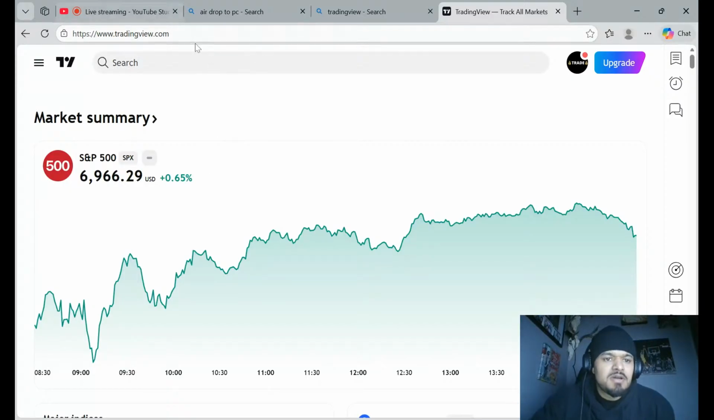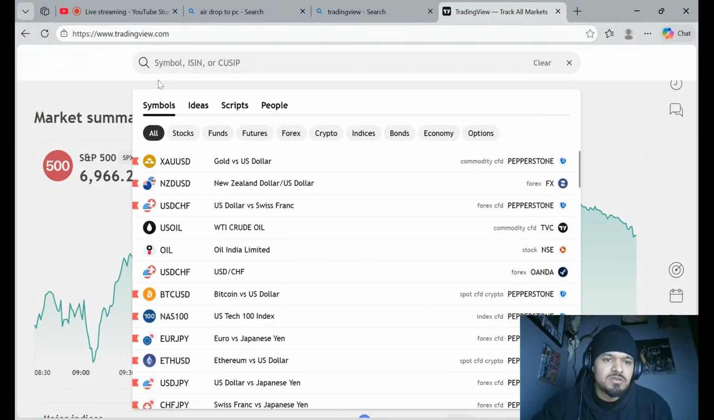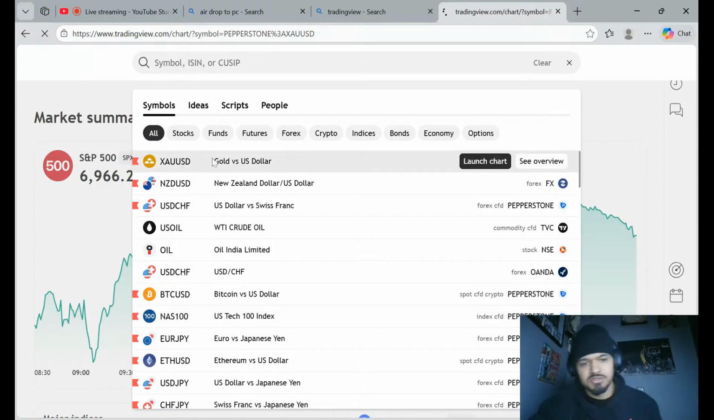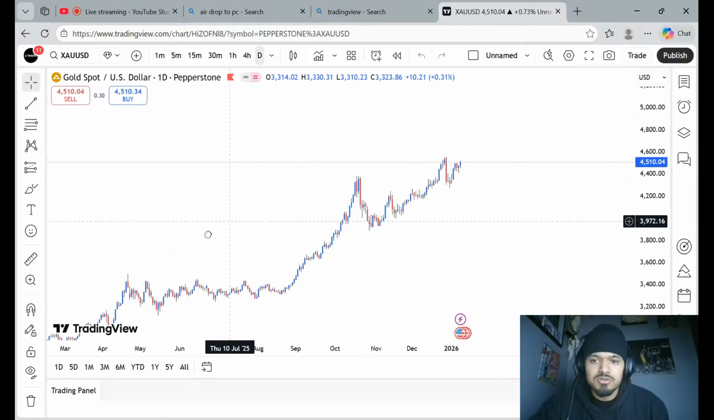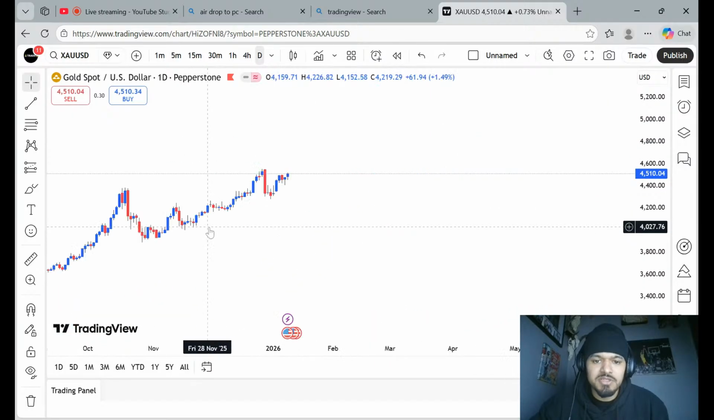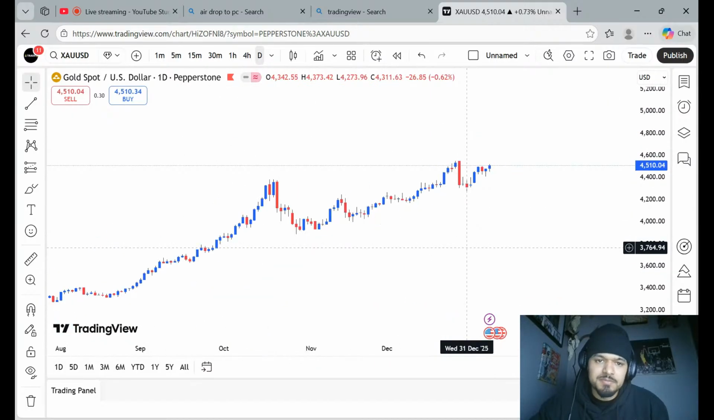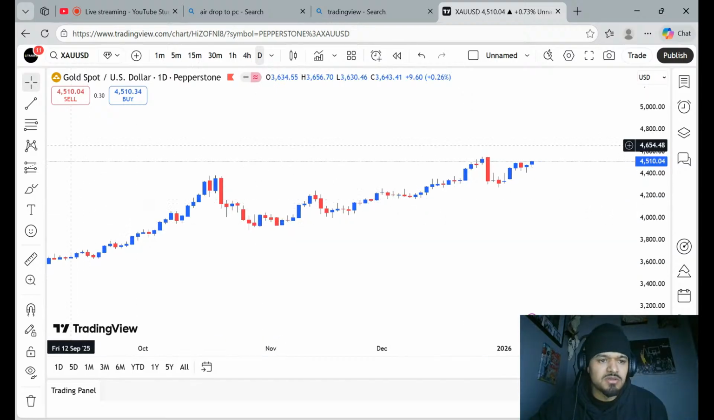So we're gonna head over to tradingview.com so you can look up the charts. I just wanted to look up gold because that's primarily what I'm trading this year. Just do a quick analysis on it.